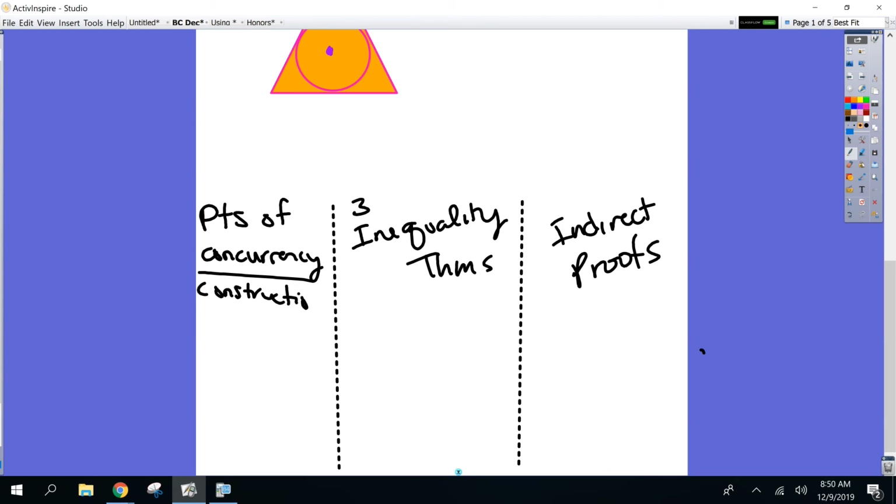Real quickly, what points of concurrency am I talking about? In-center, circumcenter, orthocenter, and centroid. How are they formed? What's so special about them? Can I construct them? Those are the 3 questions for each of these 4 that you should be asking yourself. How are they formed? What's so special about it? Can I construct it, given a triangle?